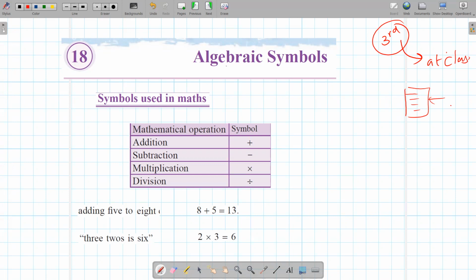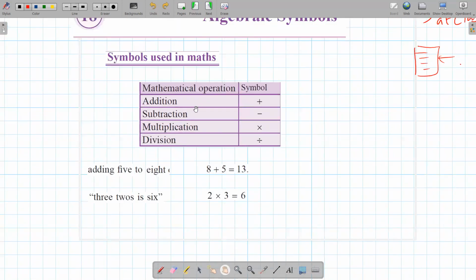Now, this is the algebraic symbol. Before learning the algebraic symbol, you should learn the symbols used in mathematics. What are the symbols used in mathematics? Addition, the symbol we are using. Subtraction, use this symbol. Multiplication, division. These are called the mathematical symbols related to operations. If you write in words, 5 add 8, how do you write it? It is 13. You can write 5 plus 8, 13.